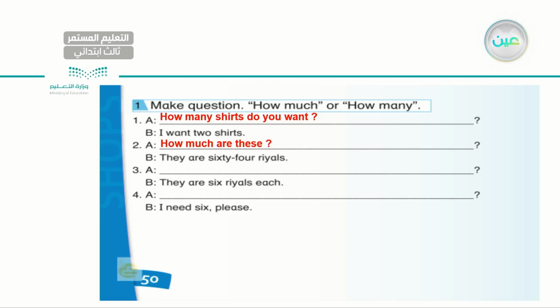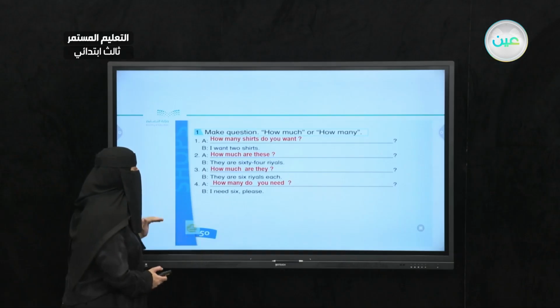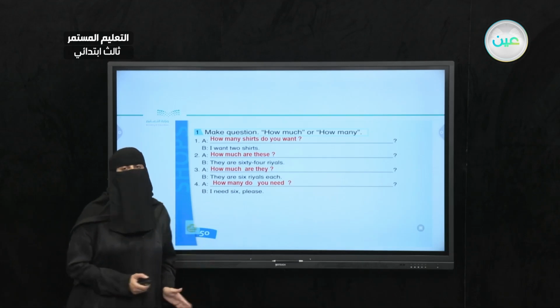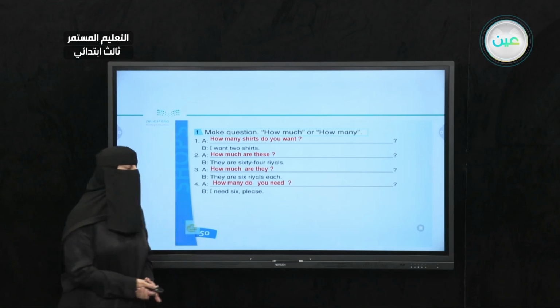Number 3. They are 6 riyals each. Again, I have a price here. Okay? I have a cost, so how much are they? They are 6 riyals each. Very good. And for number 4, I need 6, please. Now I have a number here. Very good. How many do you need? I need 6, please. Make sure you are writing the correct questions, my dear student.